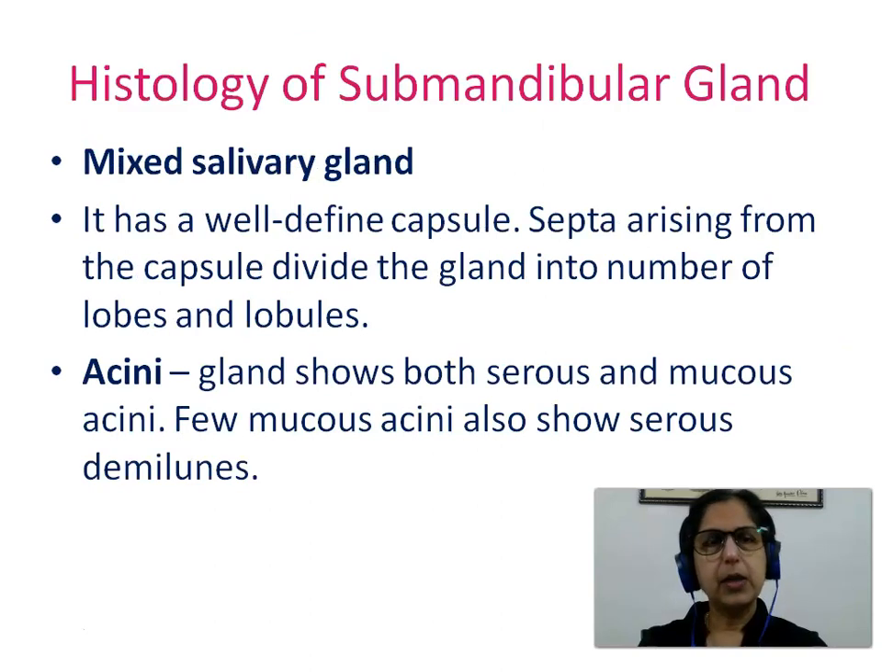We now go on to study histology of the submandibular gland. This is a mixed salivary gland. It has a well-defined capsule. Septa arising from the capsule divide the gland into a number of lobes and lobules. Acini seen here: the gland shows both serous and mucous acini, and a few mucous acini also show serous demilunes.